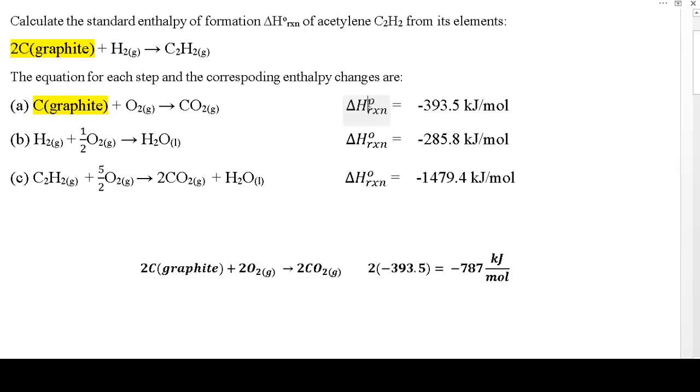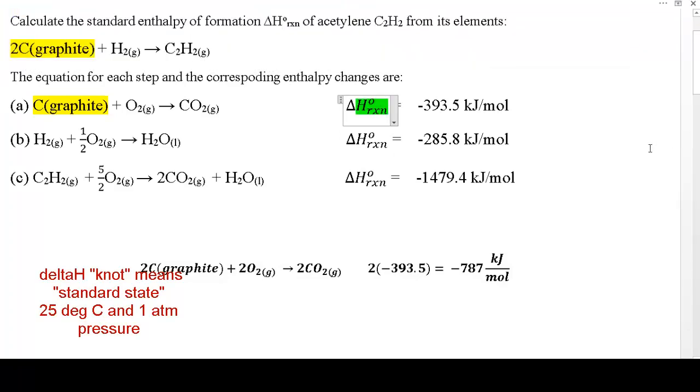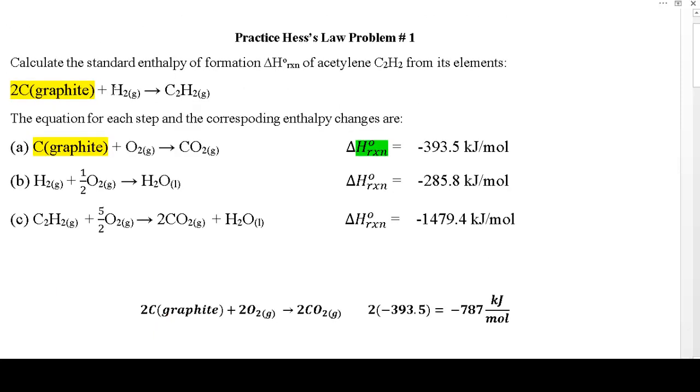By the way, just as a reminder, that delta H naught of the reaction, that naught symbol as a superscript, implies that the reaction is occurring under standard state conditions. Standard state is 25 degrees C and 1 atmosphere of pressure. And now let's look at the hydrogen gas. The hydrogen gas is in the reactant side. Here in one of my sub-reactions, I have hydrogen gas also on the reactant side.